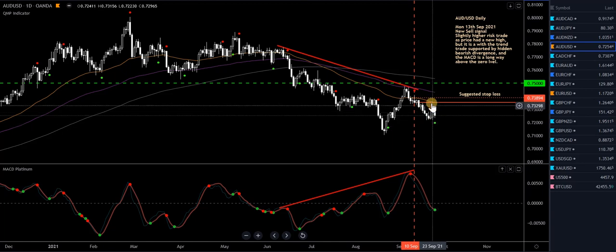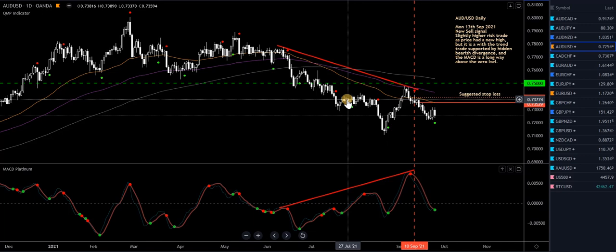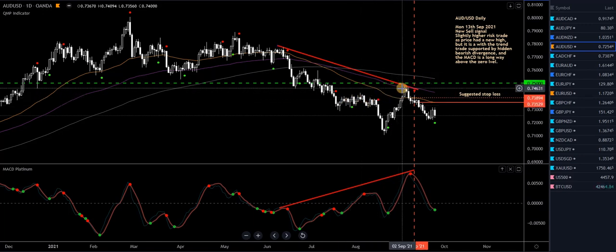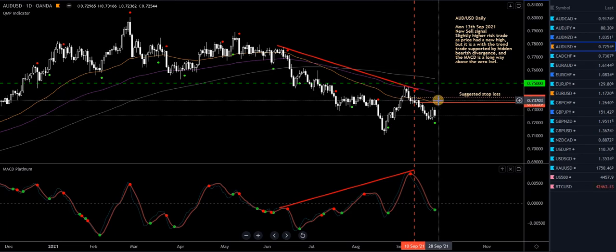But now, what I'm going to do here is I've already brought my stop in. I'm just going to leave this trade on. The trend is down, even though we've got a higher high here. The trend is still down. I'm just going to leave that on, just a bit of risk taking.